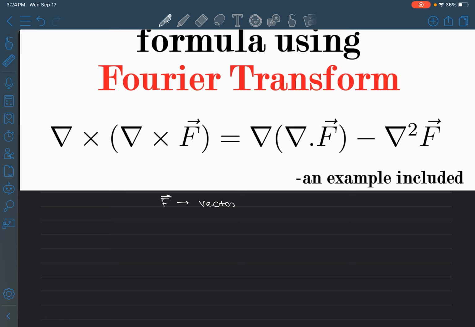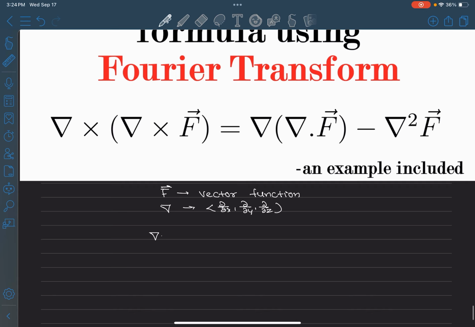A vector function. And nabla is also a vector, made of the partial x, partial y, partial z operators. So this is basically the curl of f. I guess you know it from vector calculus. And this is the divergence of f.